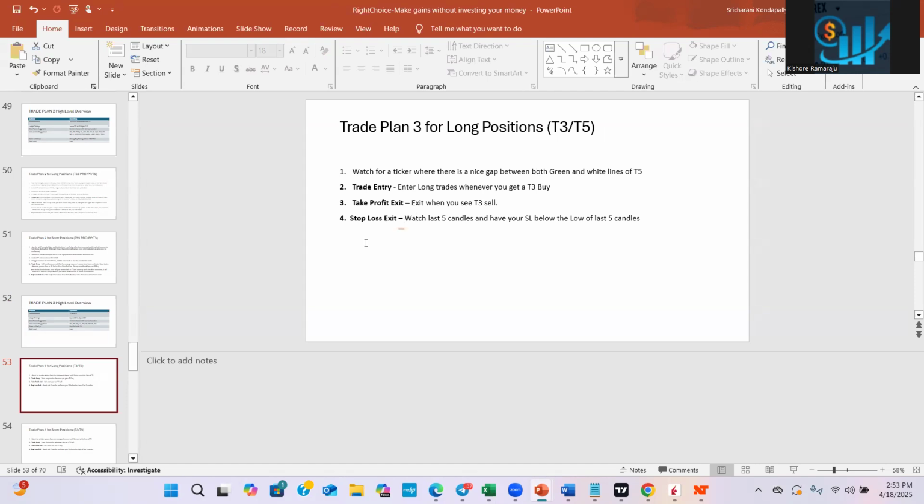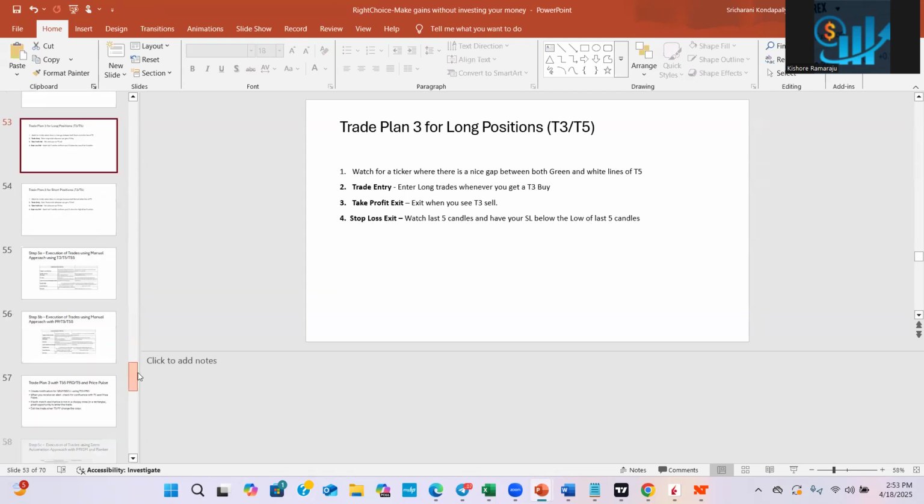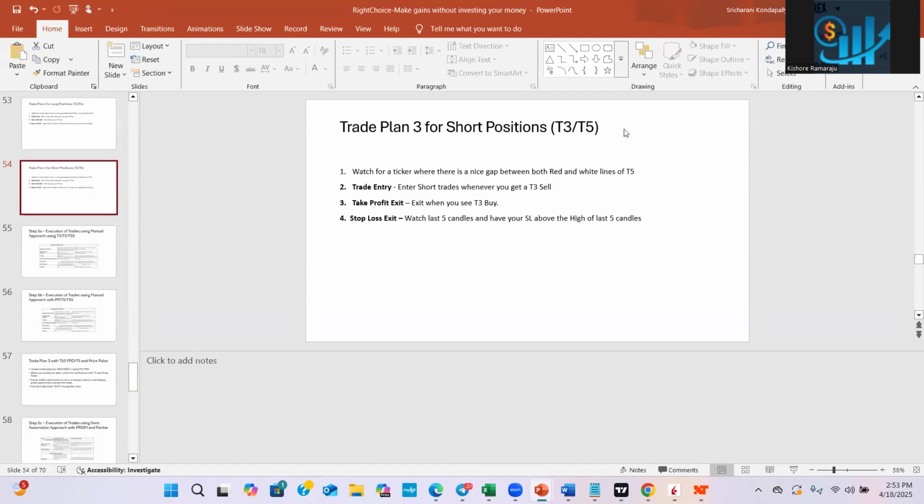You can always put a stop loss: watch the last 5 candles and have the stop loss below the low of the last 5 candles. In the same way, for short positions, watch for a ticker where there is a nice gap between red and white. Enter short trades whenever you see a T3 sell, and exit when you see a T3 buy.